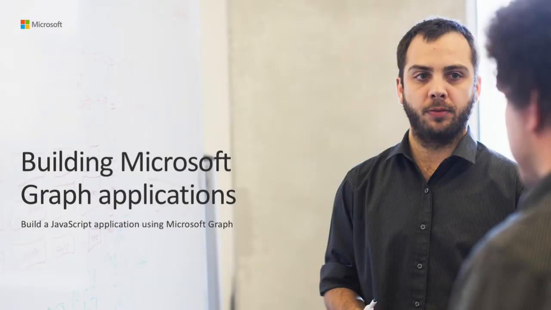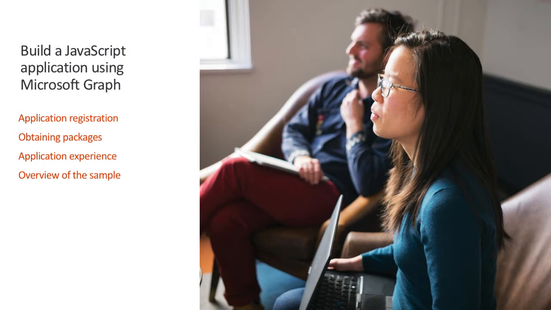In this next section, we're going to look at building Microsoft Graph applications, but using a JavaScript application that's going to call the Microsoft Graph. So what are we going to cover in this section? We're going to first look at the application registration process. We're going to look at obtaining all the packages that we're going to need for our application. We'll look at the application experience, and then a quick little overview of the sample as a demo at the end.